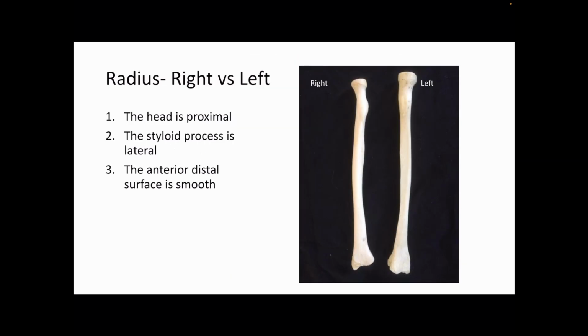To tell right from left radius, the head is always proximal. The styloid process is lateral, on the thumb side, and the smooth distal surface is anterior. So if the styloid points outward and the smooth surface faces forward, you're holding it correctly.